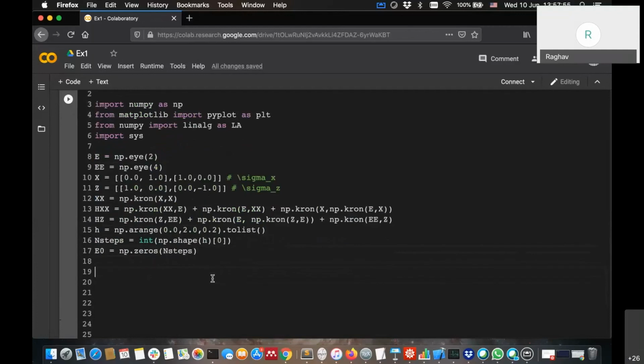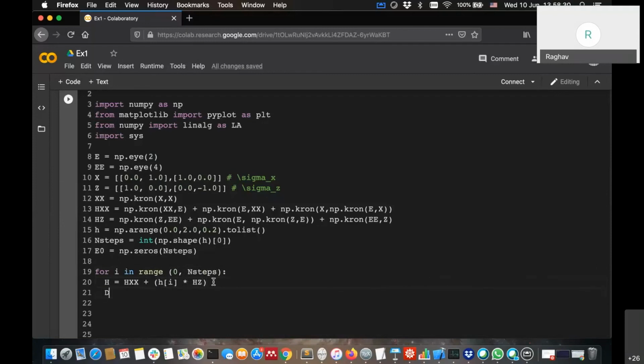So this is the basic feature which we have. Now we can do for i in range 0 to n steps, and we can do H is equal to Hxx, as we saw in the description of the problem, Hxx plus hi times Hz, right? So this is the total Hamiltonian now.